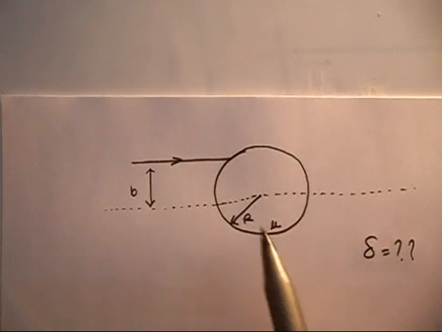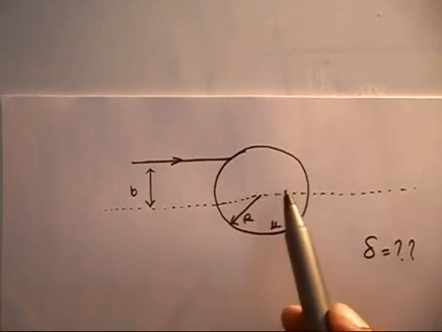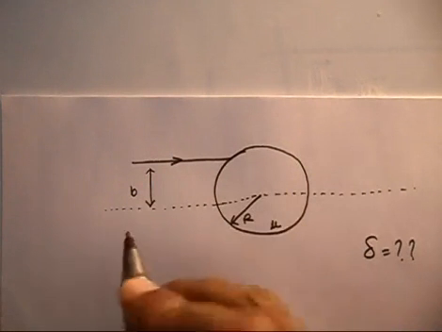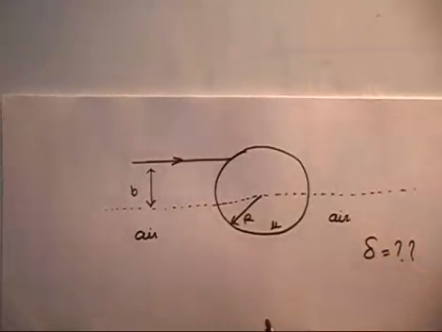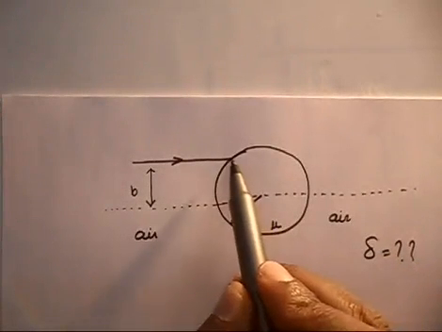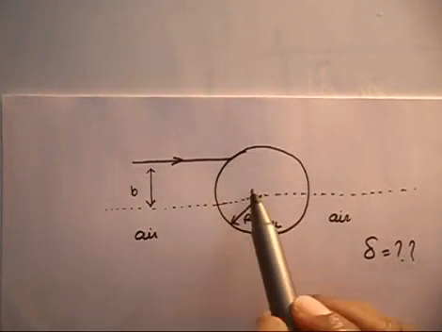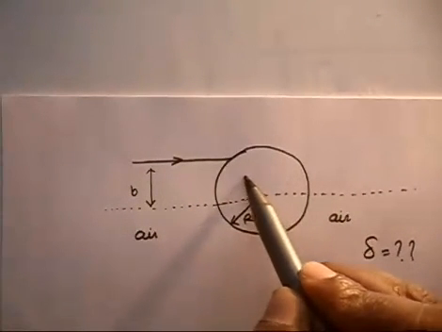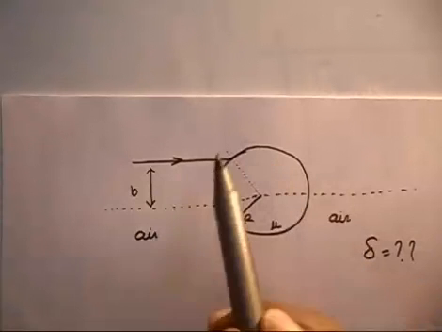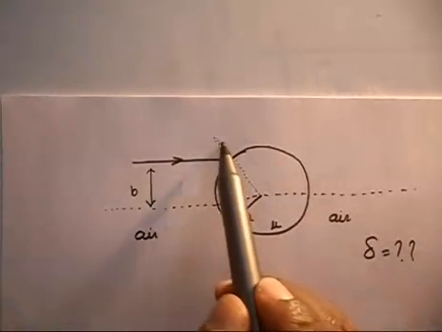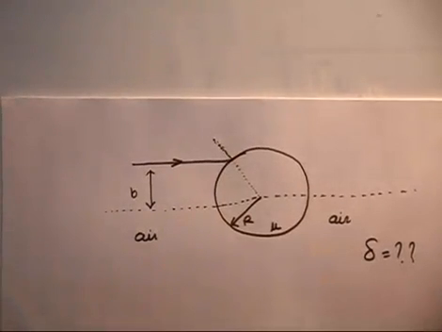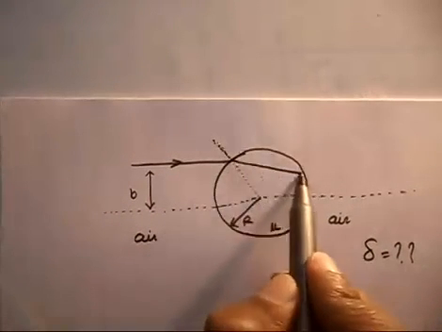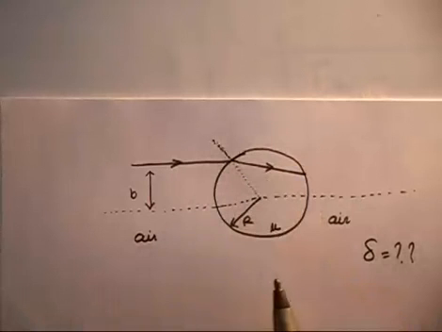Let us assume the sphere has a different refractive index, and this side is air and this side also has air. Let me make the normal here. This is the normal. Now this ray will bend towards the normal, so it will come something like this.